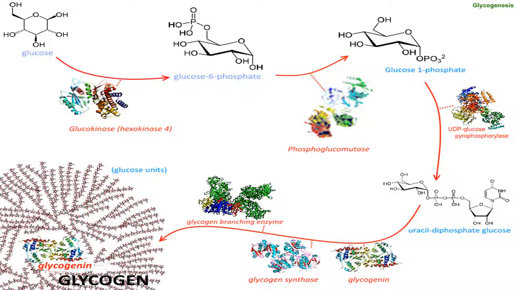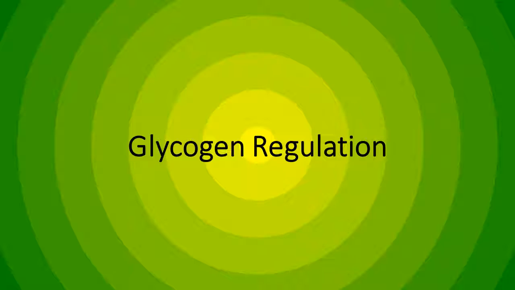So this flow chart shows the overall picture of glycogenesis, starting from glucose converting to G6P by hexokinase, then G1P by phosphoglucomutase, then UDP glucose. With glycogenin acting as the core and primer, glycogen synthase adds 1,4 linkages onto it, and glycogen branching enzymes add 1,6 linkages to allow branching of glycogen to take place.